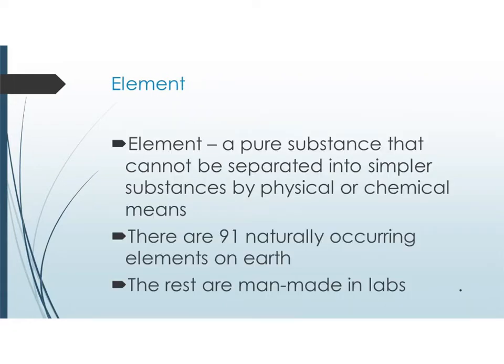Here's the definition of element. The actual definition is a pure substance that cannot be separated into simpler substances by physical or chemical means. That's the definition you need to know. And if you go any smaller than an element, you're looking at it on the atomic level, and so we're not doing that yet. So element is the fundamental piece of matter until, of course, we go into the atom. On Earth, we have 91 elements that naturally occur. Everything else is man-made.